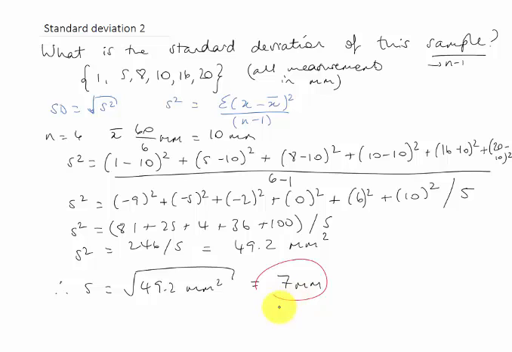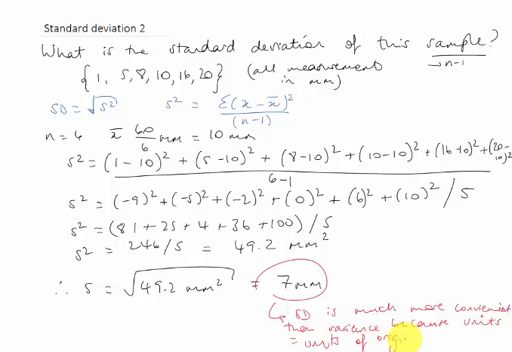And so standard deviation is much more convenient than variance, because the units are the same as the units of the original measurement. So that's a really good reason for using the standard deviation rather than the variance. Okay, so that's just an example of how to work out a standard deviation.